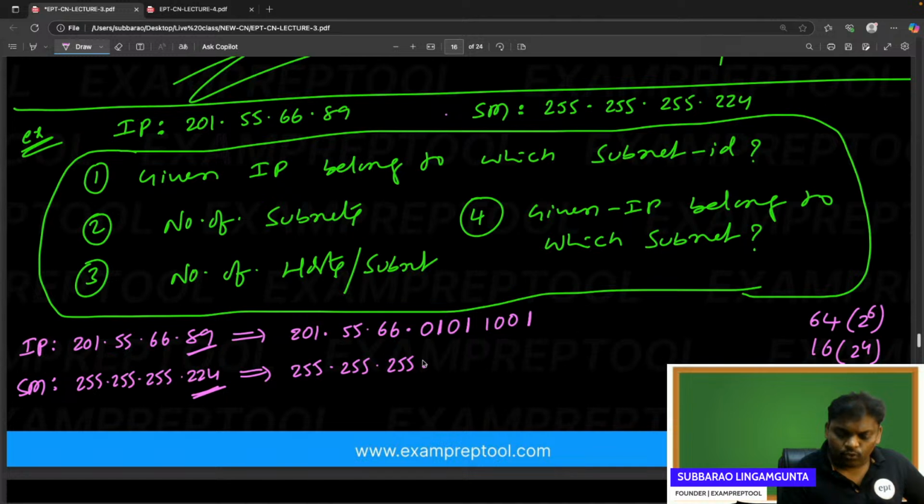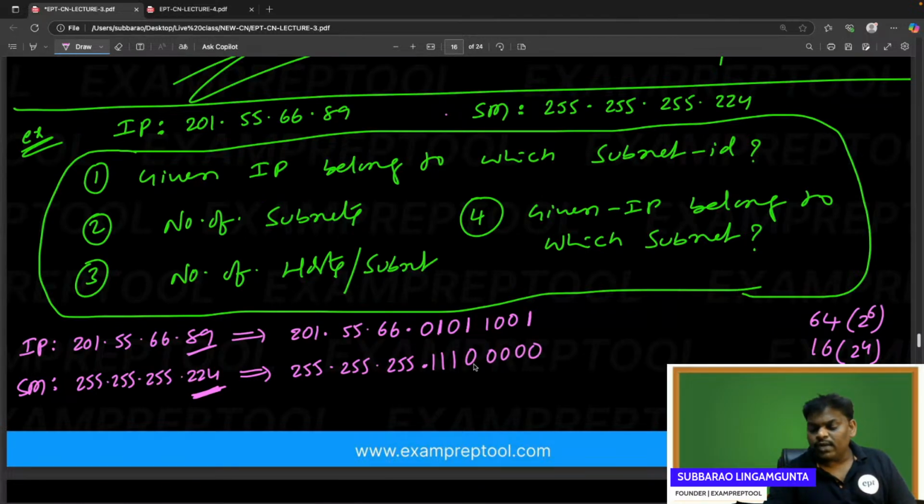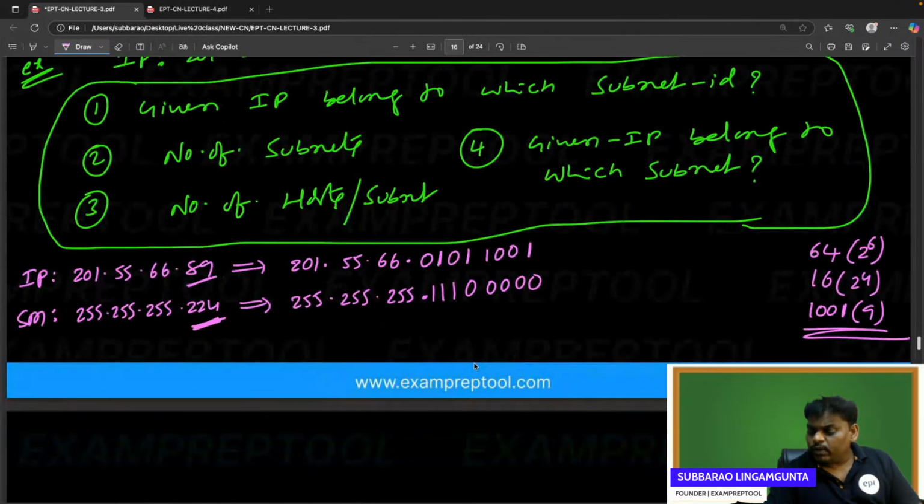Next, 224 also I am converting: 224 is 111 followed by zeros. Whatever is required, only those I wrote in binary format. To be frank, you have to write everything in binary format, but I feel the last part is enough. That is the reason I wrote only the last part. Right now you will get the clarity. You will get to know why I wrote it.